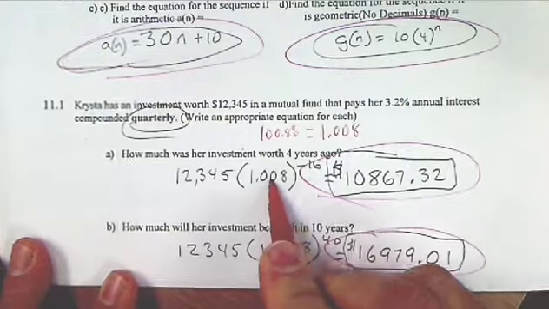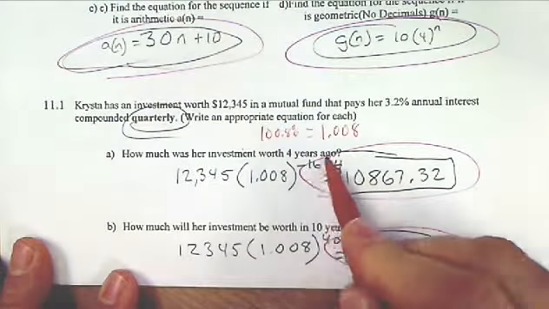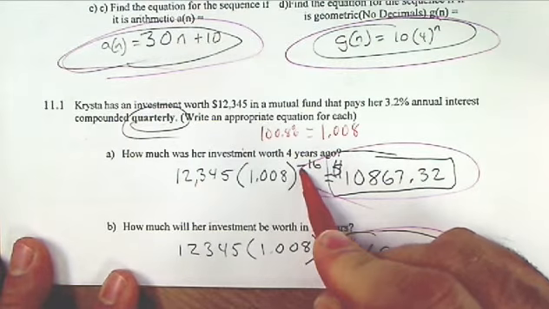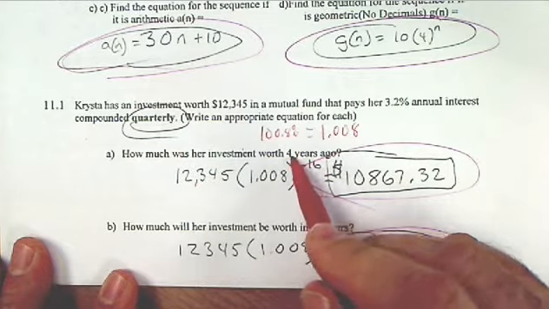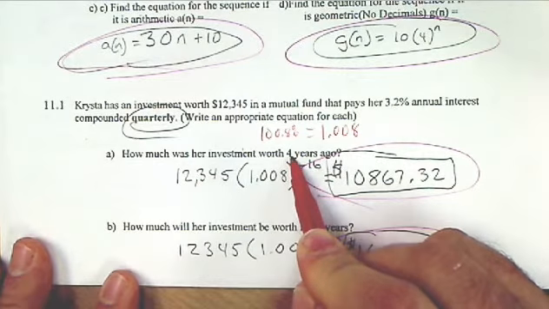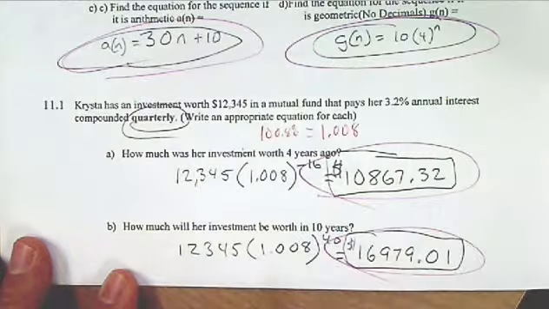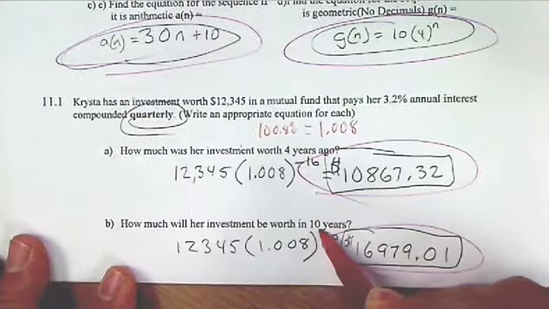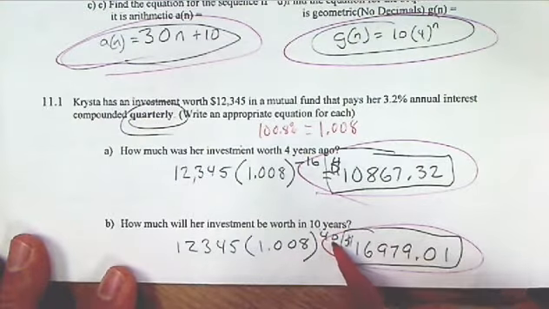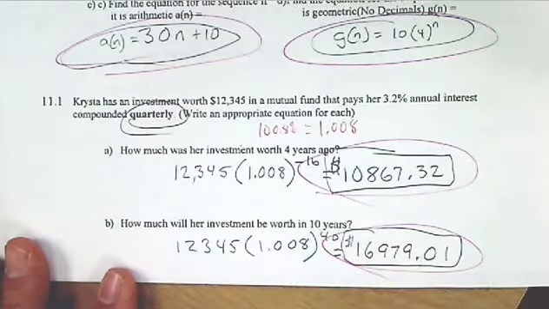So that's my multiplier. Years ago means it's a negative exponent, and then 4 quarters every year, so in 4 years that's 16, so negative 16. 10 years, 4 quarters times 10 is 40, and that's what I'd have.